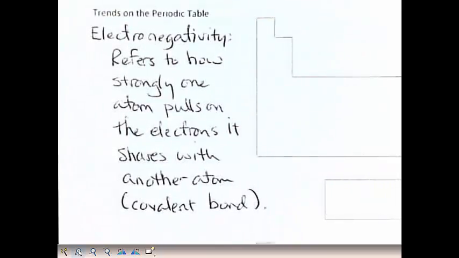Now we're going to see why it is that noble gases are called noble gases. The big picture is that they don't bond with anything. There's no reason for them to bond. They got all the electrons they want.